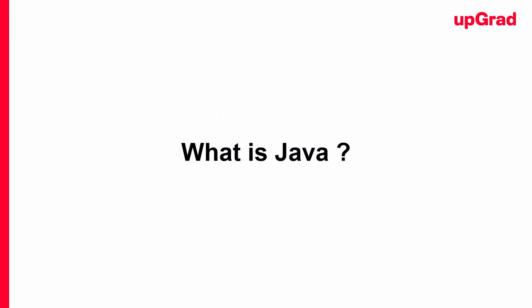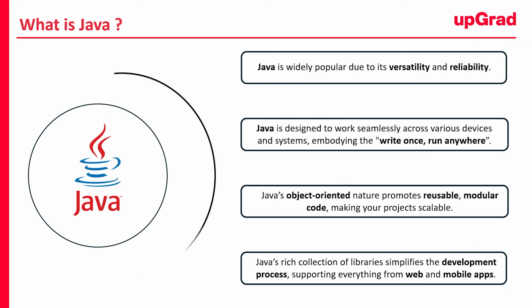What is Java? If you have been exploring the world of programming, you have definitely come across Java. And there's a solid reason why it's so popular. Java is one of the most widely used programming languages out there and is known for being super versatile and reliable. So what makes it so special?